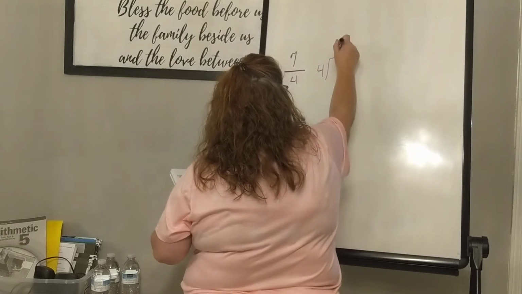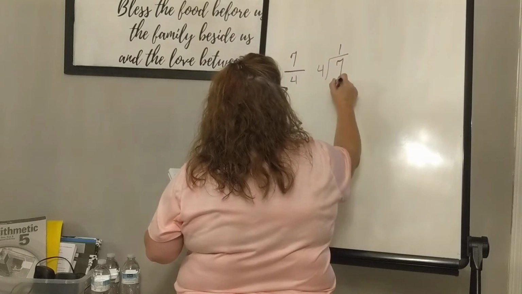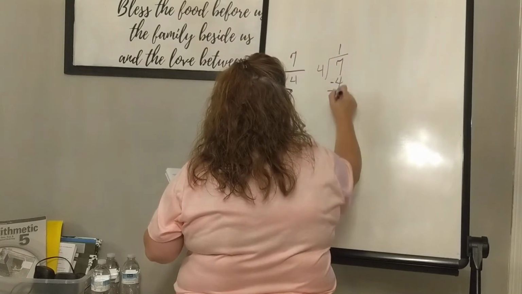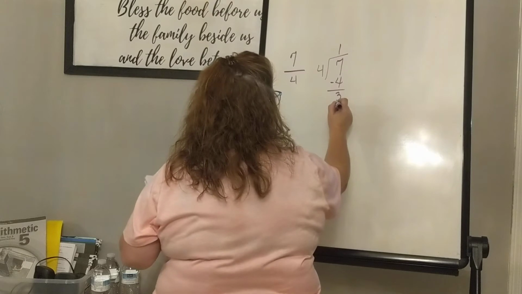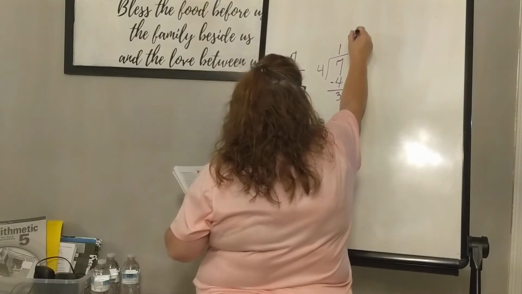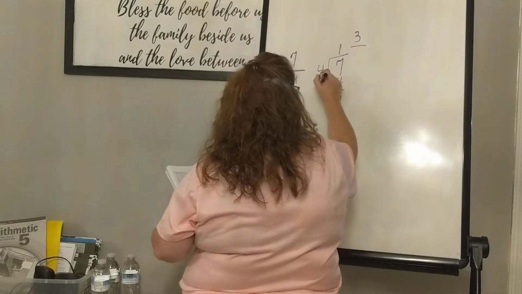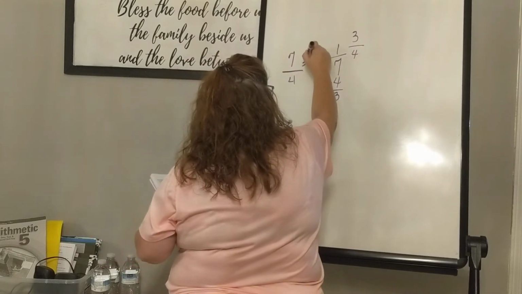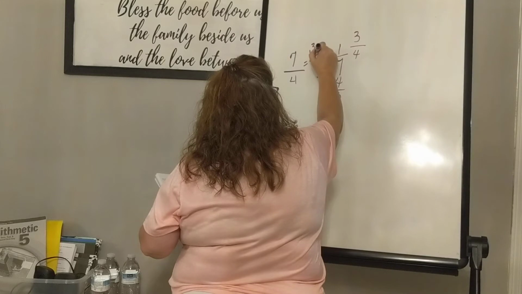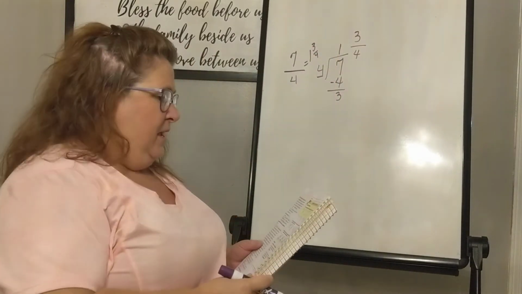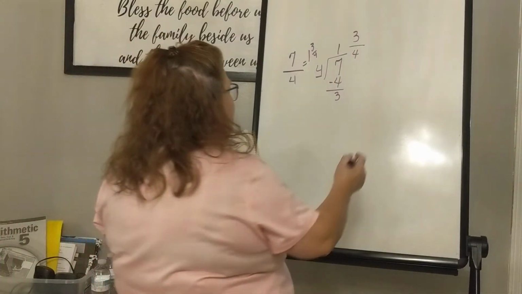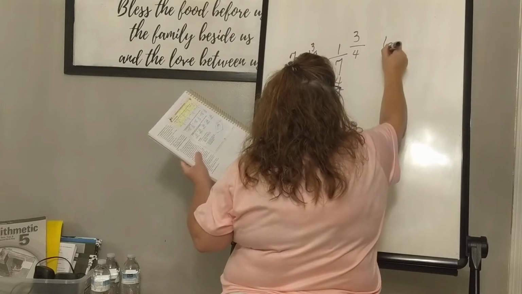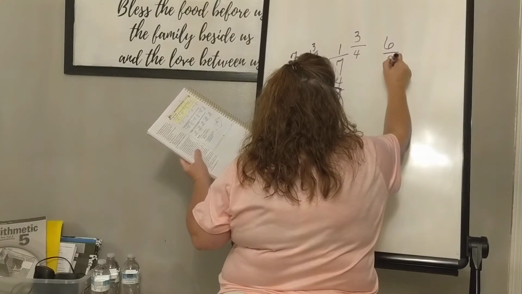When we have 7 divided by 4, 4 will go into 7 one time. 1 times 4 is 4. 7 minus 4 is 3. We write our 3 becomes our numerator, and our 4 is our denominator. So 7 over 4 equals 1 and 3/4. Okay? Letter B, 6/3, or 6 divided by 3.